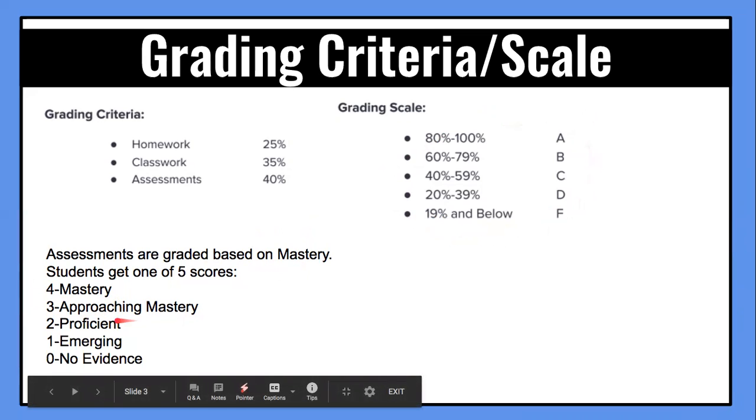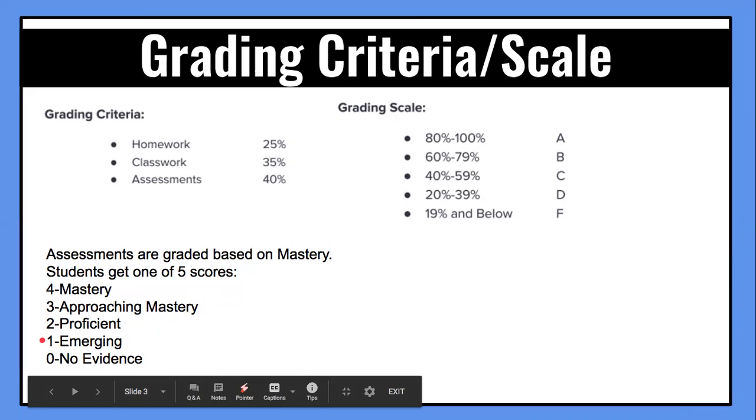If you receive a 3, you have a level 3 understanding of the material, which means you're approaching mastery but not quite there. That would be the equivalent of a B. If you receive a 2 on your test, that means you're proficient. You know the material just well enough to do it. You still need a little more practice to show you're a master, but you have some understanding of the basics, and that gives you a C.